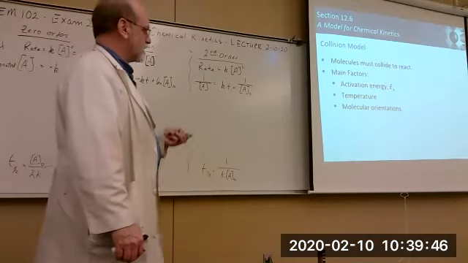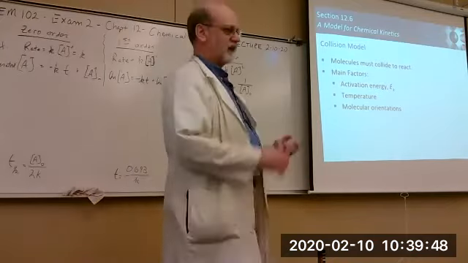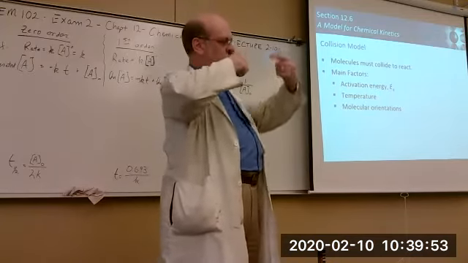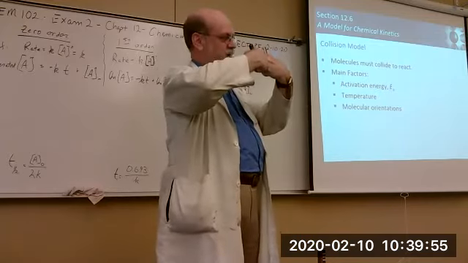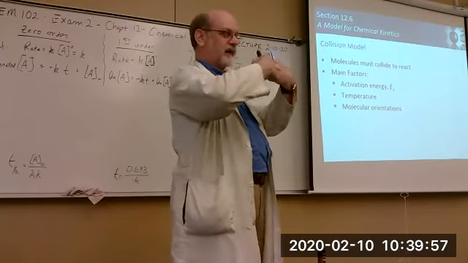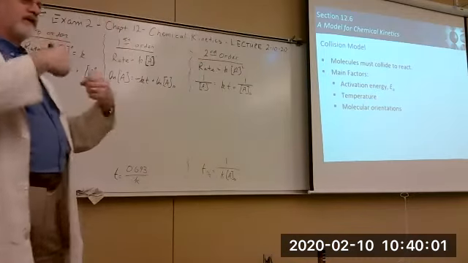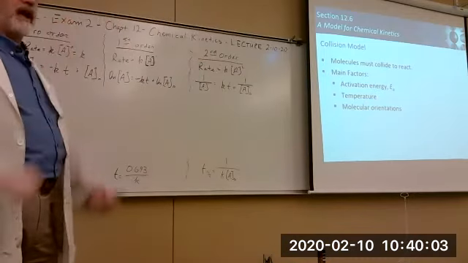The other factor is molecular orientation. In other words, if the reaction is going to involve a part of the molecule that's on this side and they hit this side, it won't happen. So the collision model says that you have to have the right energy and you have to have the right orientation in order for a reaction to occur.